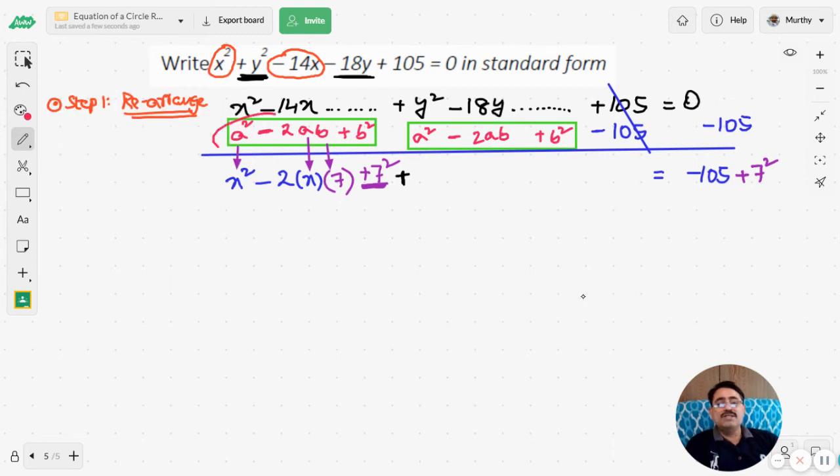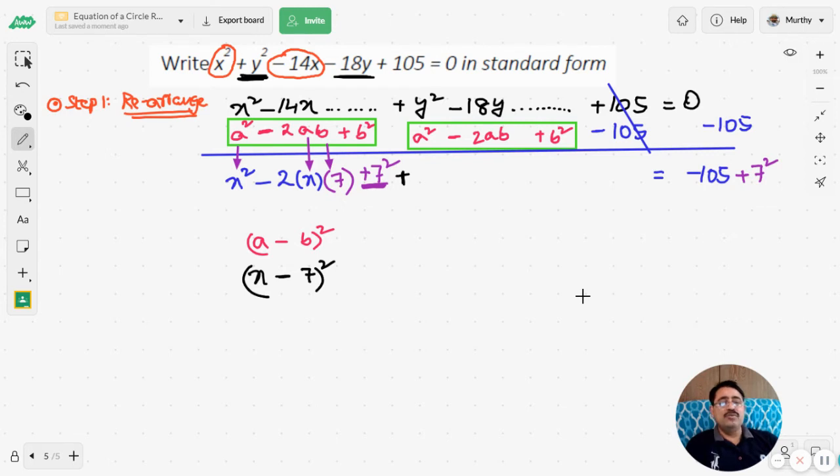You know, a square minus 2ab plus b square can be written as a minus b whole square, right? Now, in the place of a, what shall I take? X is to be taken. In the place of b, what to take? You see that? 7. So x minus 7 square. So we are done with x values.